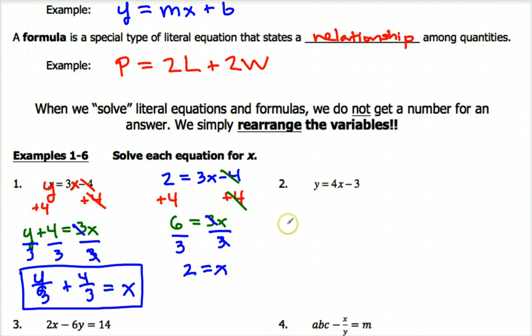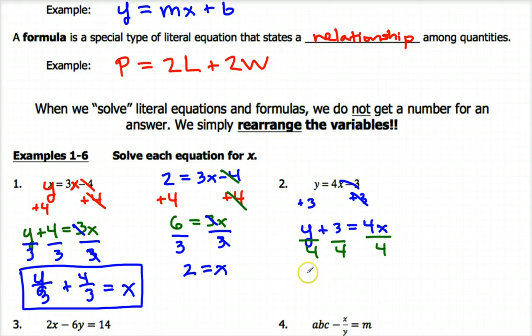Let's look at number 2, and we're going to do basically the same thing for this one. We want to solve for x, and so the first thing I need to do is, since we're subtracting 3 from both sides, I want to add 3 to both sides. So that's going to give me y plus 3 equals, I'm left with a 4x, and now I just need to divide everything by 4. Remember that dividing by 4 is the same thing as multiplying by 1/4. So instead of writing y over 4, I could also rewrite this part as 1/4 times y, like this. And then I would have a plus 3/4 equals, those 4's would cancel, and so I just have an x.